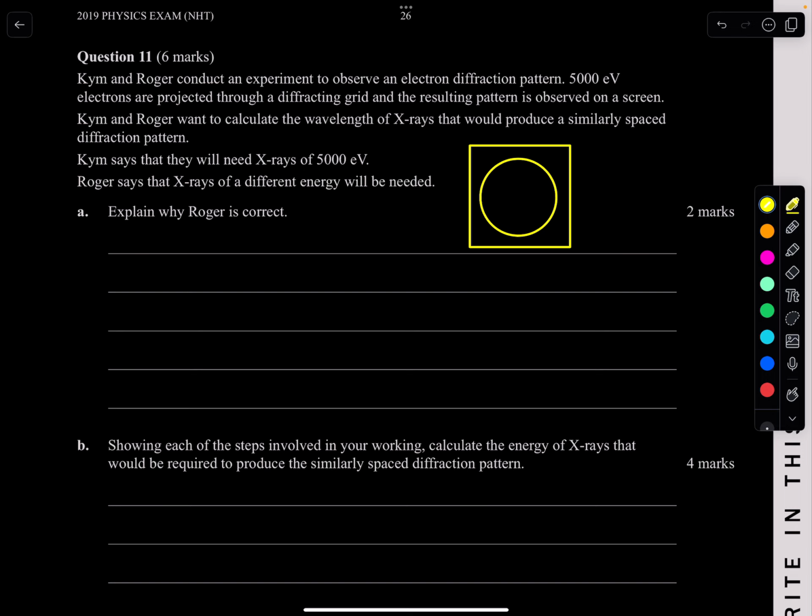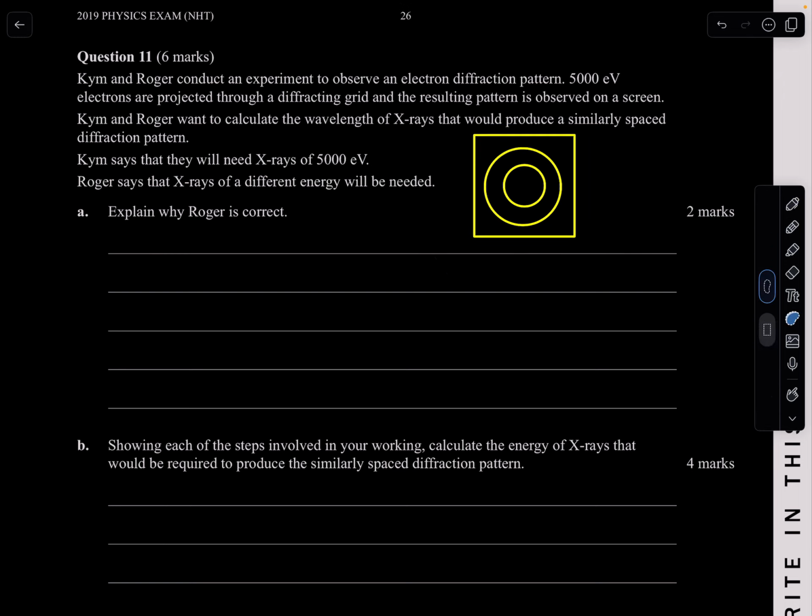Something like this. That's what it should look like. So when electrons hit a crystal, it produces a diffraction pattern that looks like this. And the resulting pattern is observed on the screen.